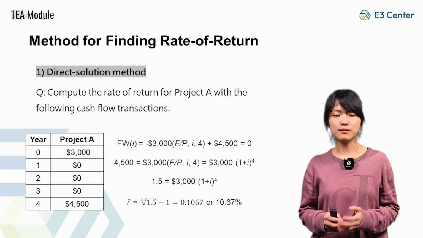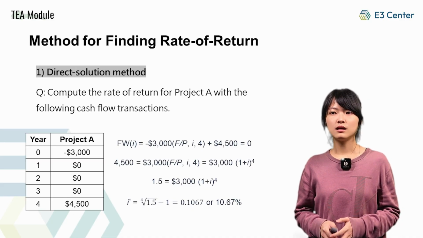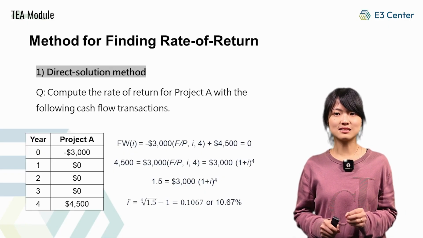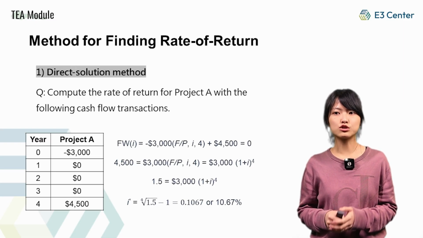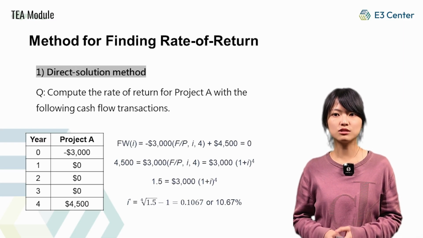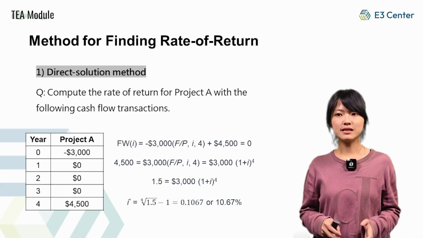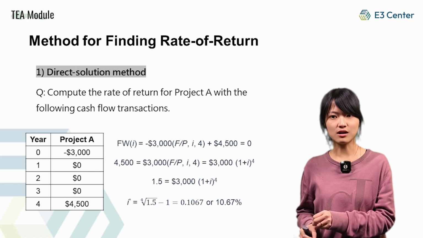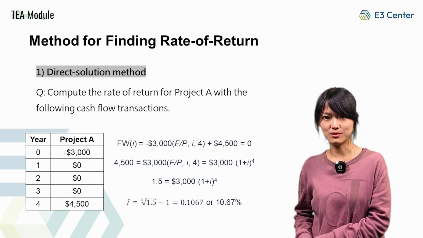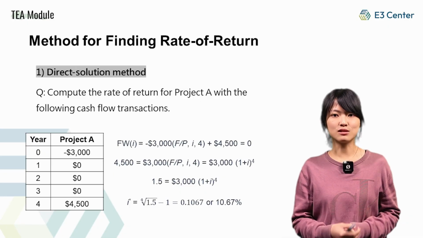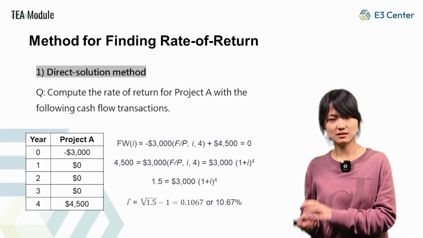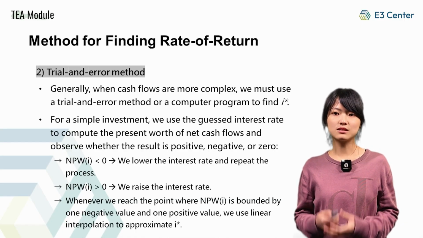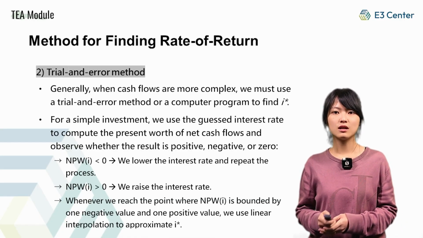For example, compute the ROR for project A with the cash flow transaction shown in the table. In this case, we could easily solve for i* by letting the future worth of the whole cash transaction be 0. Noting that making future worth equal to 0 is identical to solving for i* in present worth equal to 0. And then we can directly solve for i* to be 10.67%.